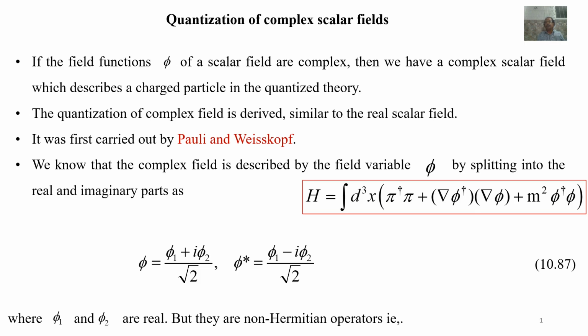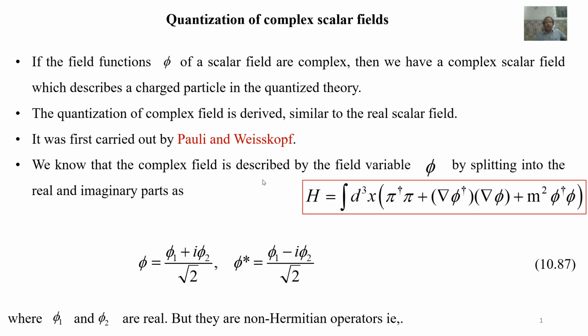So with this introduction, let us start the quantization of complex scalar fields, by which we are going to get the quantized energy of the photon. If the field functions phi of a scalar field are complex, then we have a complex scalar field which describes a charged particle in the quantized theory. The quantization of complex field is derived similar to the real scalar field. It was first carried out by Pauli and Weisskopf.